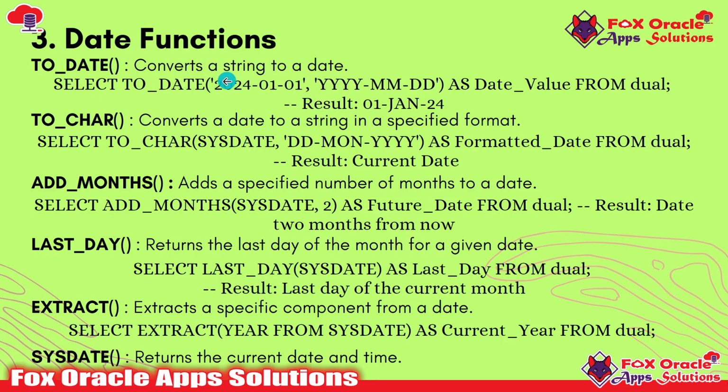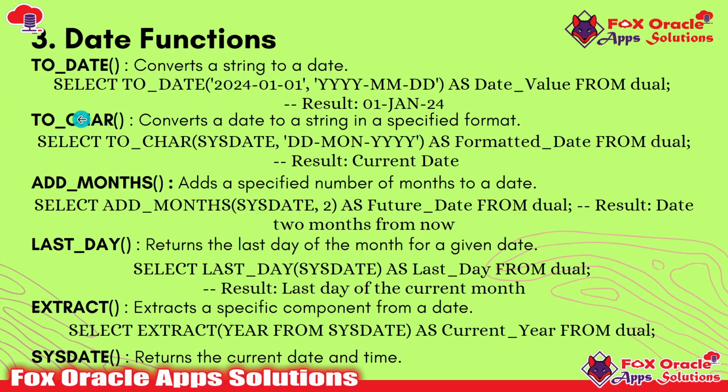This is our value. Here you can see single quotes, which means that this is a string value, and it is going to convert it into the date value. So here you can see we passed 2024-01-01 and we provided the format of whatever date we provided, and it's converted into the date format of the system, that is 1 Jan 24.